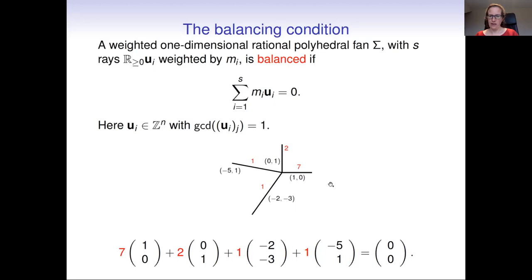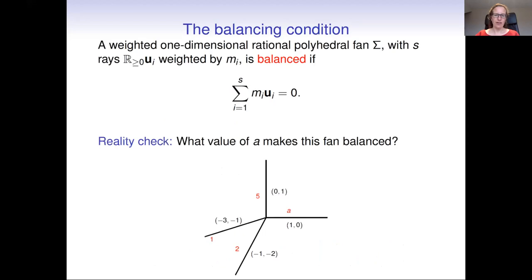Okay, let's do a reality check because this is an important definition. Same thing. What value of a makes this fan balanced? This will probably require a bit more thought, so maybe pause for a little longer. Okay, so we're asking the sum of m_i u_i should add up to 0. And this time there is a lot more agreement. Everyone seems to think, and agree with me this time, luckily, that the value should be 5. Okay, great. So we're just adding up the red number times the first lattice point and making sure it's 0. So that's the balancing condition for one-dimensional fans. Zero tension condition, and no one wins the tug of war game.